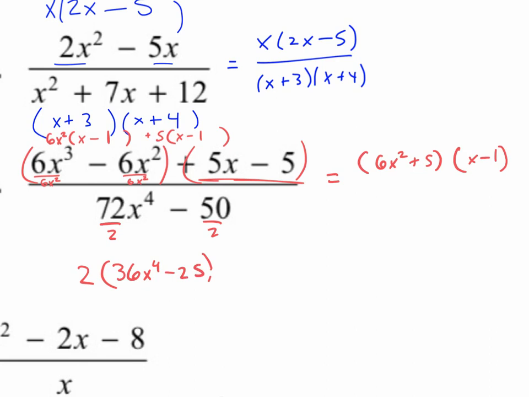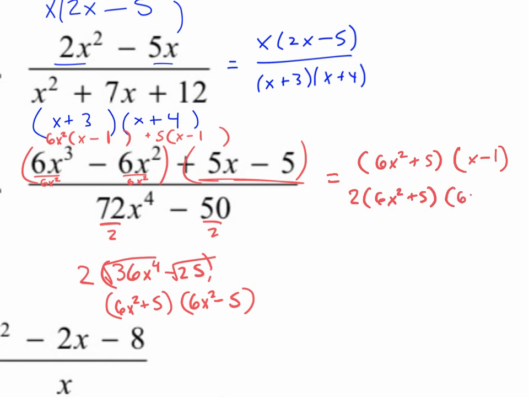Now we have 2 perfect squares. So whenever we factor 2 perfect squares, we have the square root of the first. So what's the square root of 36x to the 4th power? 6x squared and 6x squared. Then one of them's plus, the other one's minus, and then what's the square root of 25? 5. So here we have 2 times 6x squared plus 5 times 6x squared minus 5.